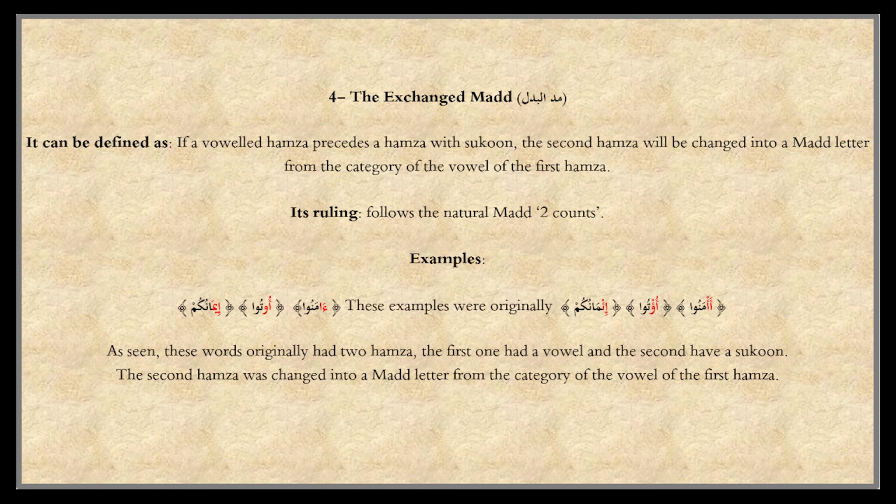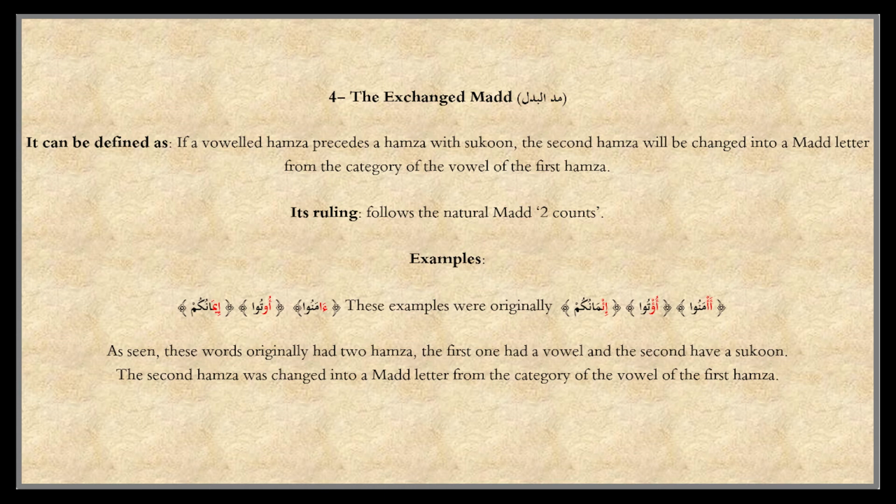The fourth one is the exchange, which is if a voweled hamza precedes a hamza with sukoon. The second hamza will be changed into a med letter from the category of the vowel of the first hamza, and its ruling follows the natural med. That means two counts. For example, amanu, utu, imanakum.